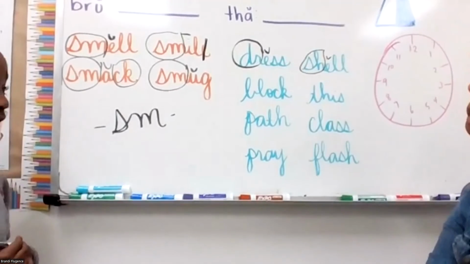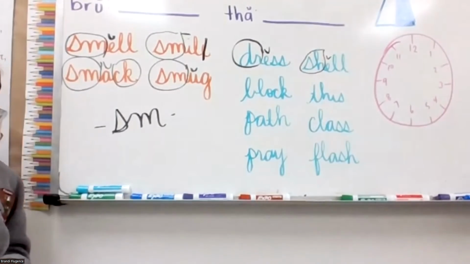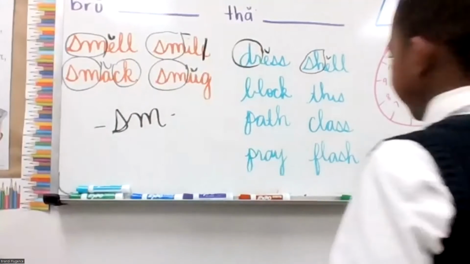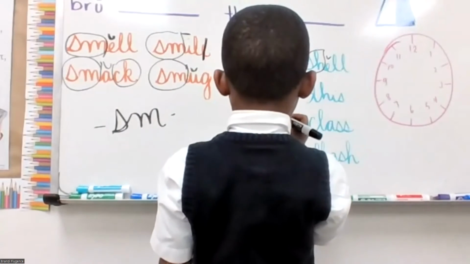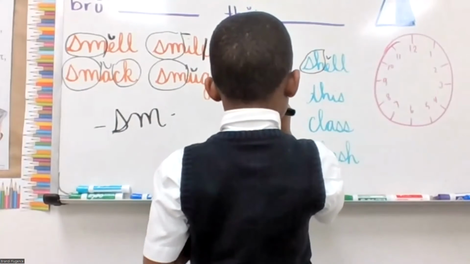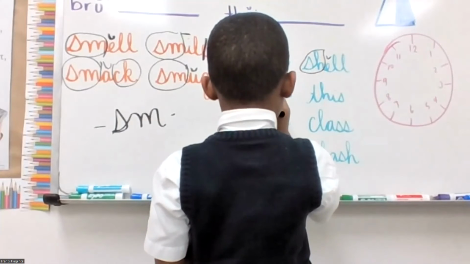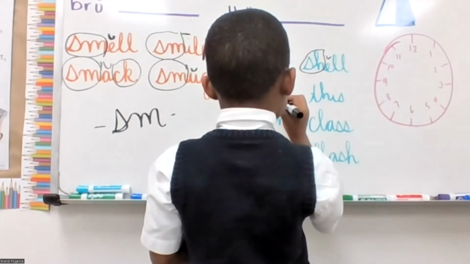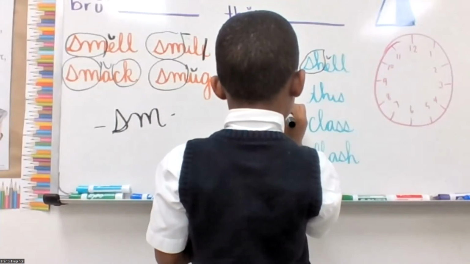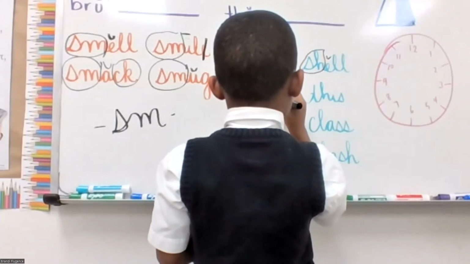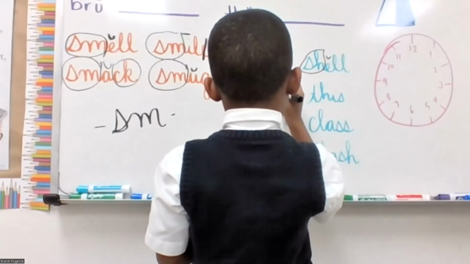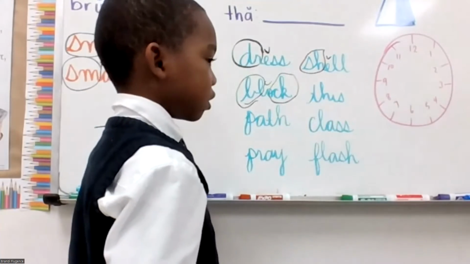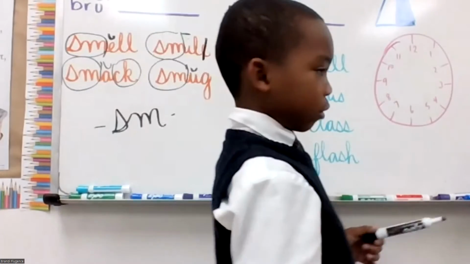What's your word? Shell. Next one, Elijah. Block. Next one, Cairo.